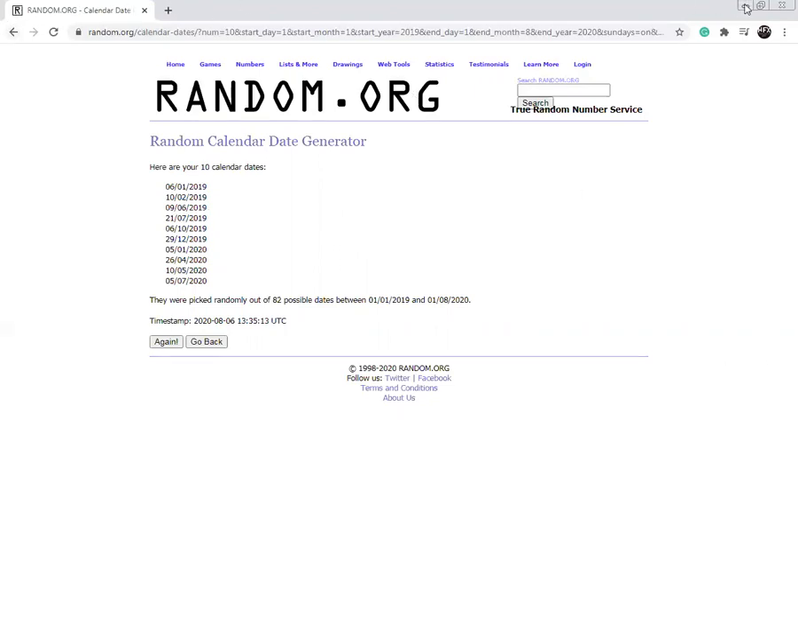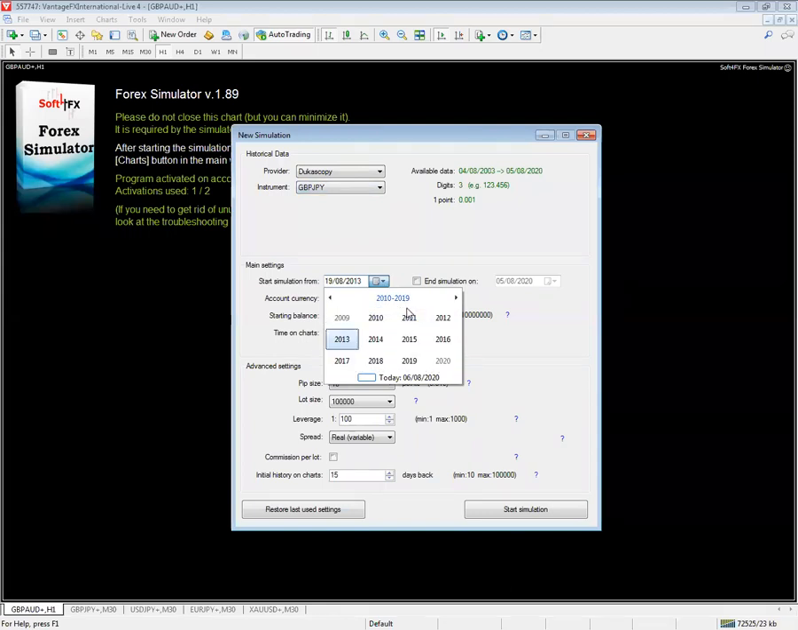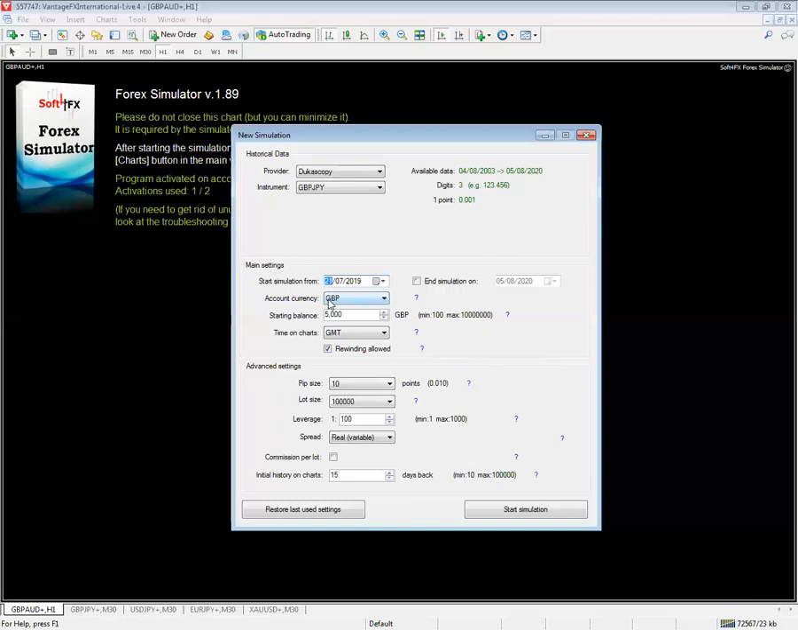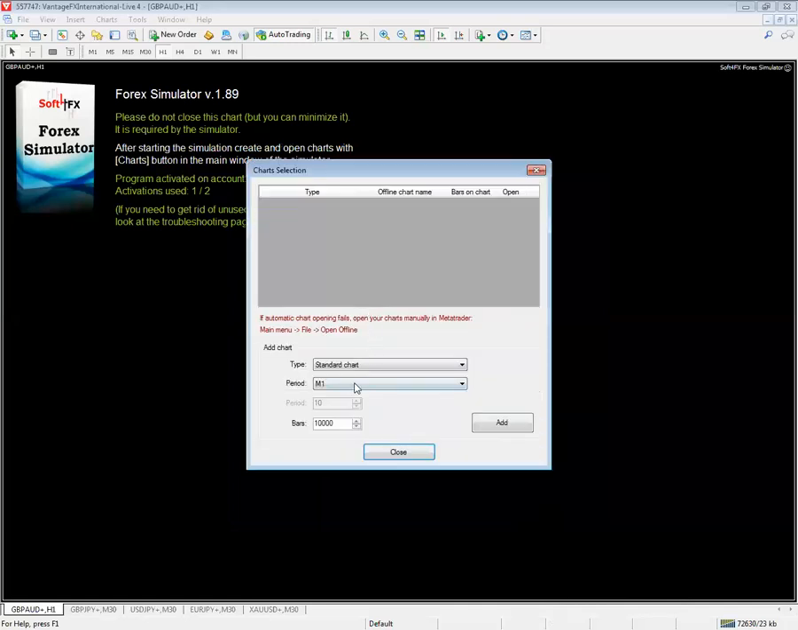So new sim, GBP JPY, let's do 5,000. And we want July and the 21st. So we're looking at from the start of the week, 5,000, and do 1 to 500 leverage, 150 days back. Awesome. Start that up. Let's pull up our charts now.